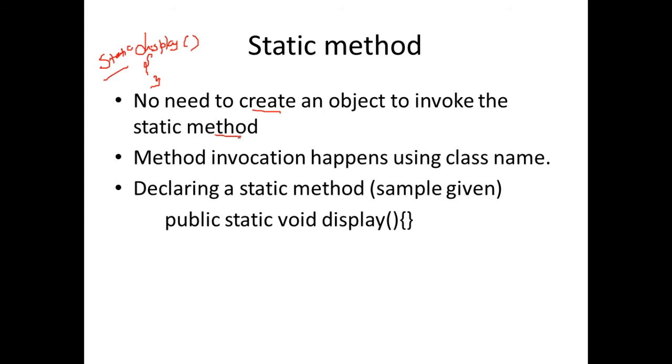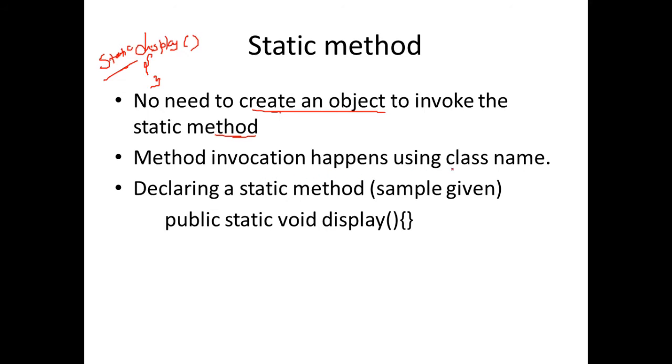As you've seen in the visualization, an object creation takes some space. And that is an unwanted step. So if you have something that can be done without creating an object, you have to do that. So in such cases, you have to perform that in a method that is declared as static. The important advantage here is no need to create an object to invoke the static method.